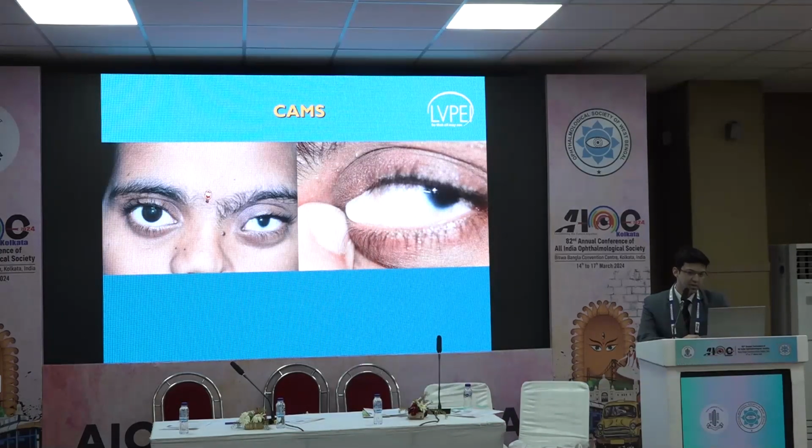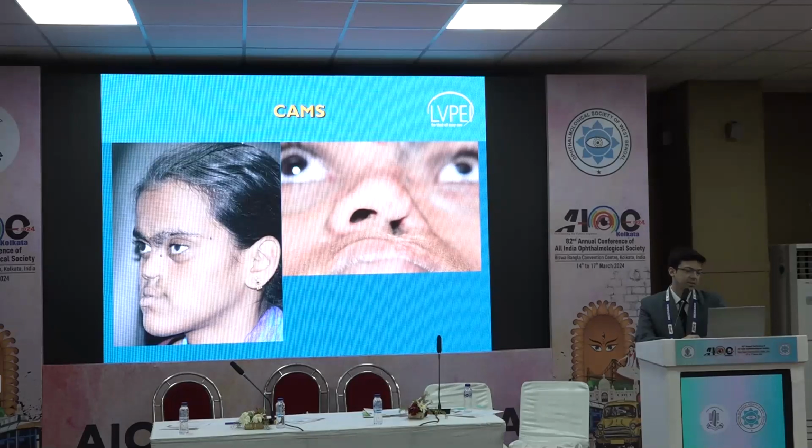Then this is the case number 2. This is a very rare anomaly. This is congenital arrhinia microphthalmia syndrome. And here you can see the left side of the face is not fully developed. And if you look at the nares, the nose of the patient, it is also not fully developed.